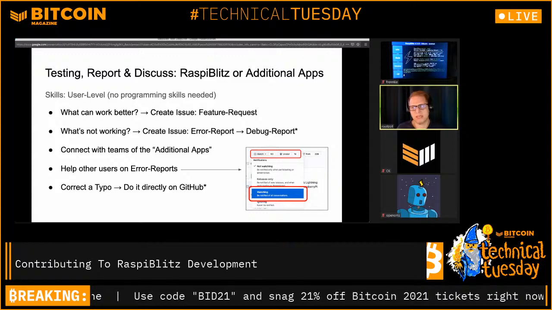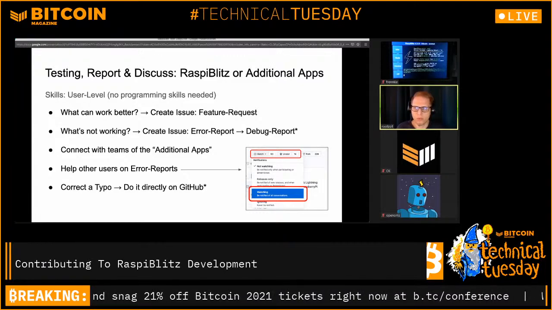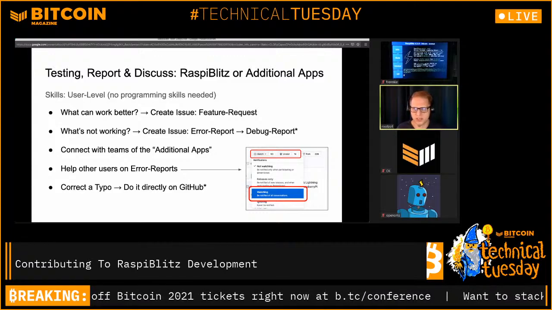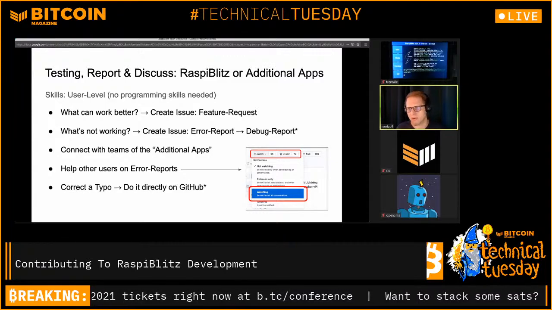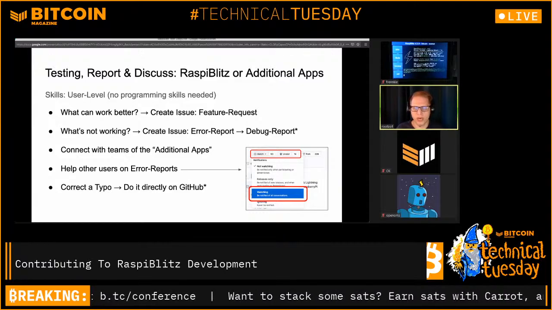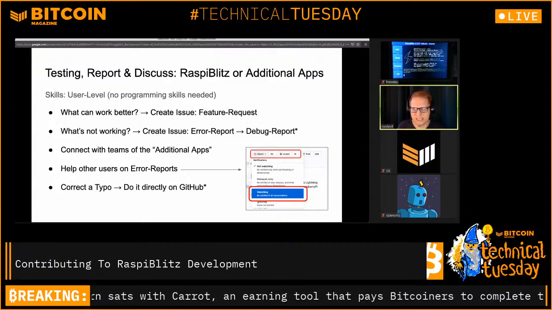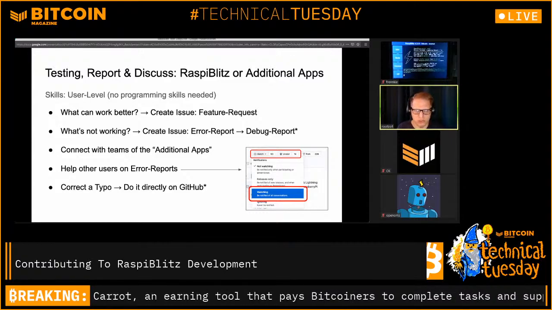Then there's when something's not working. So, classic error reporting. That's something we also learn a lot from. A lot of features are very experimental, and even standard features can sometimes break. So this is the point where you create an error report, and I will show you in the next slide how you can add a debug report to it, so that we can get some insight into what may be wrong with your machine or your Raspiblitz.